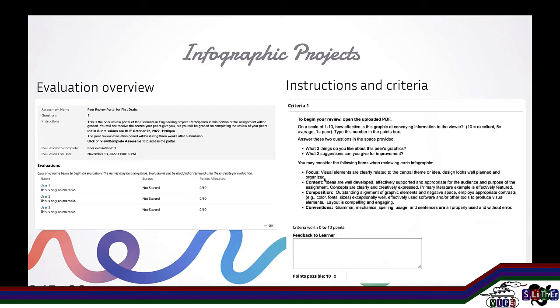And to answer some questions in the written feedback section at the bottom, and then to consider some elements that are maybe not very familiar to a lot of science students, but things that are really familiar to graphic design, like focus, content, composition, and conventions. And this for a long time is the only criteria that I gave, and I kind of just would see what would happen.